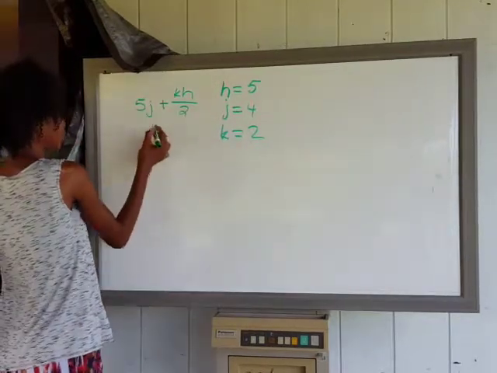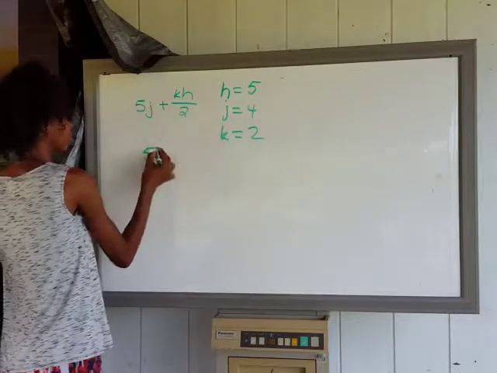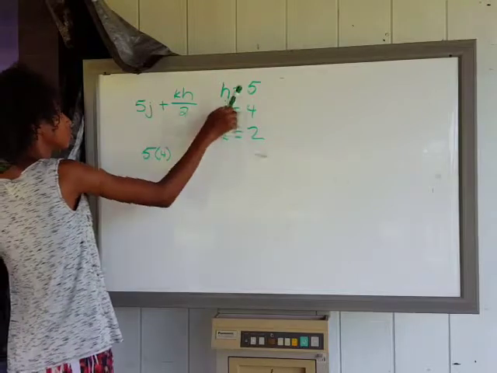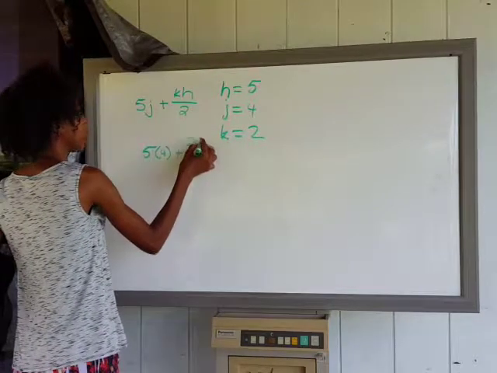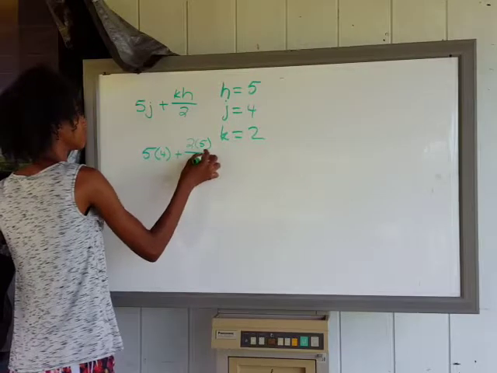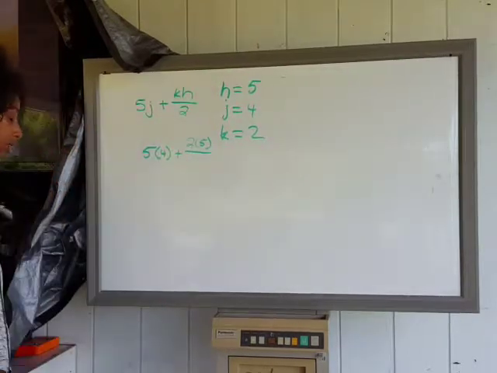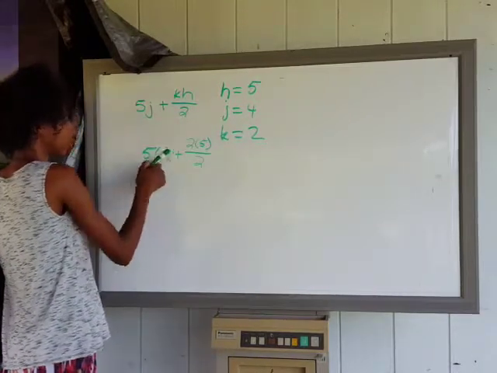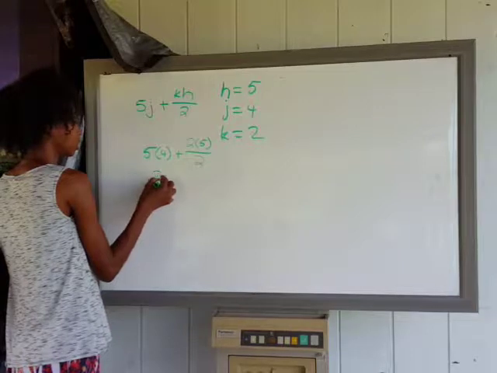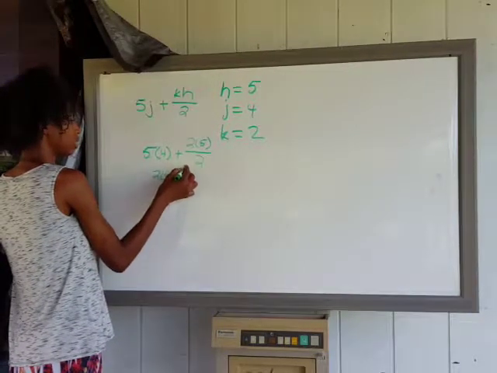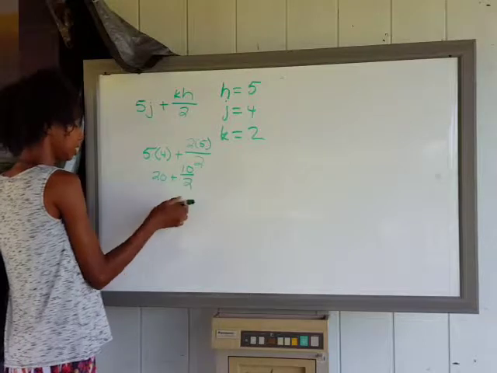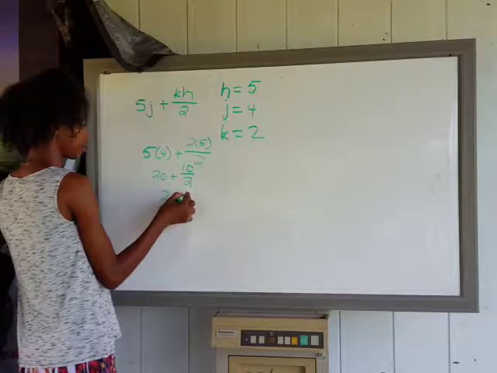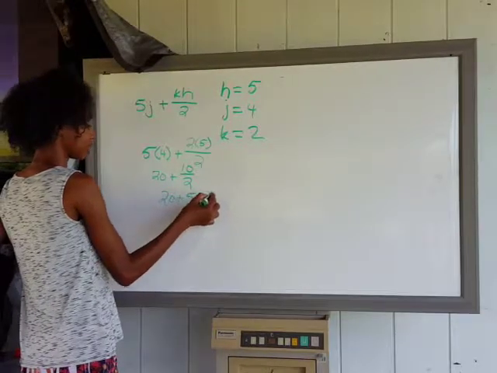Alright, so 5 times j, so 5 times 4, plus kh, which is 2 and 5, so 2 times 5. Anytime you have the letters touching like that, that's multiplication. 2 times 5 over 2. So then we can do our multiplication. 5 times 4 is 20. 5 times 2 is 10. And then our division. 10 divided by 2 is 5. And then 20 plus 5 equals 25.